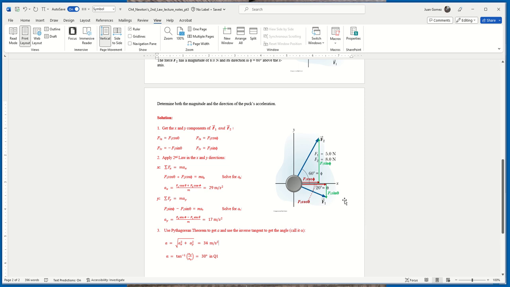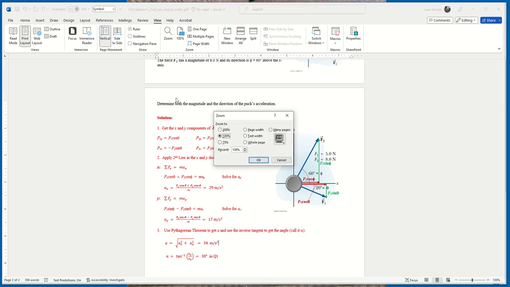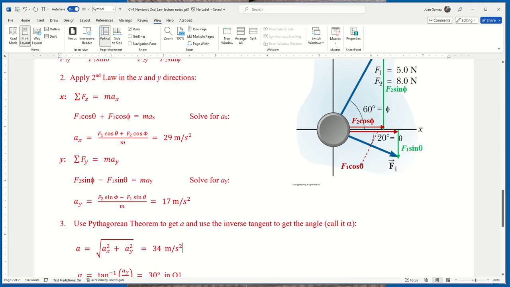F2 makes an angle of phi with the x-axis. We know from the given information, F2 is in Q1. Let me just start with F1. So the angle 20 is my theta. F1 has an x component and a y component. I'm simply drawing a right triangle with F1 as the hypotenuse. The y component, remember, is always going to be sine. That's why we deal with the reference angle. So the y component of F1 is F1 sine theta.